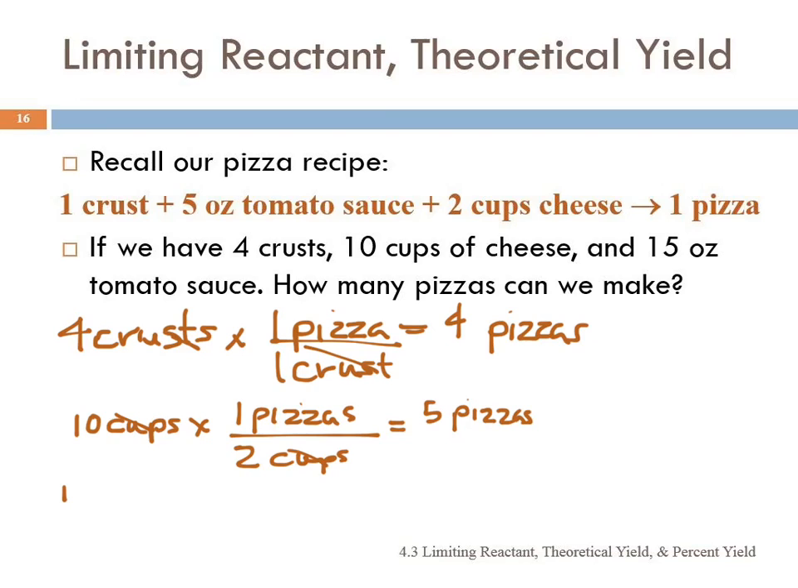So 15 ounces of sauce. How many pizzas? 3. Because it takes 5 ounces of sauce, and so 15 divided by 5 is 3 pizzas. And so in this example where we can think about the ingredients, because we're familiar with things like this, we recognize that when we've made 3 pizzas, we have run out of sauce, and the pizza making stops, right?